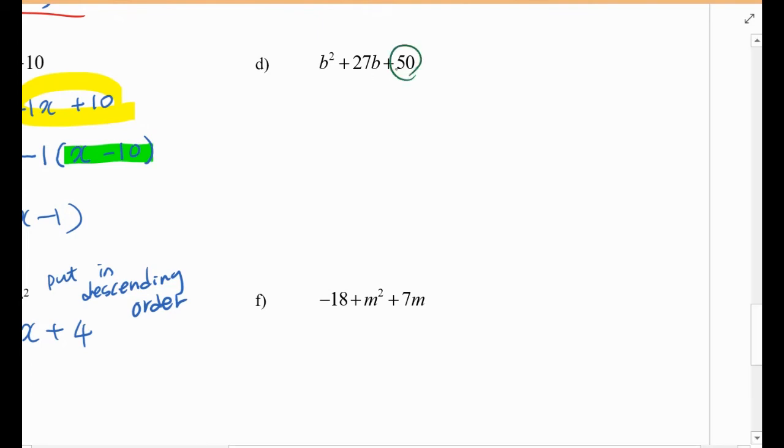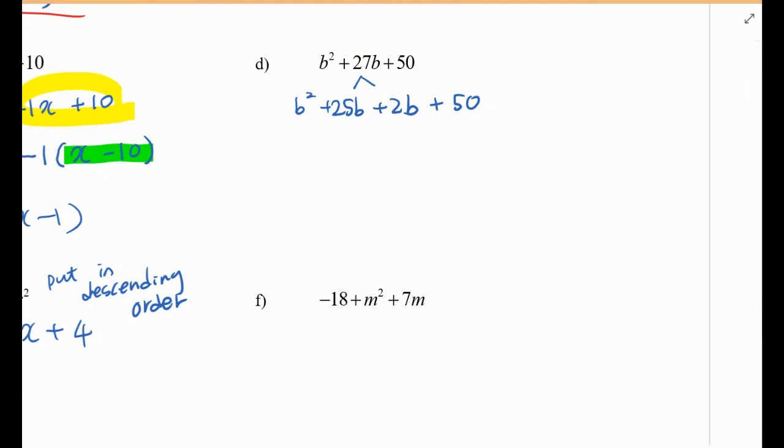Positive 50. Multiply to positive 50 and add up to 27. Then I'm going to choose positive 25b and positive 2b. When you multiply 25 and 2, it becomes 50. When you add them up, it becomes 27. So it's the correct combination.